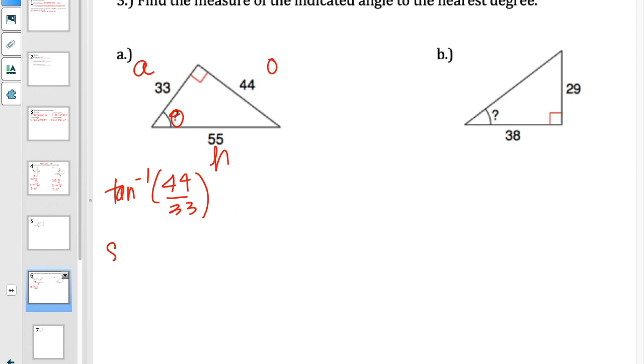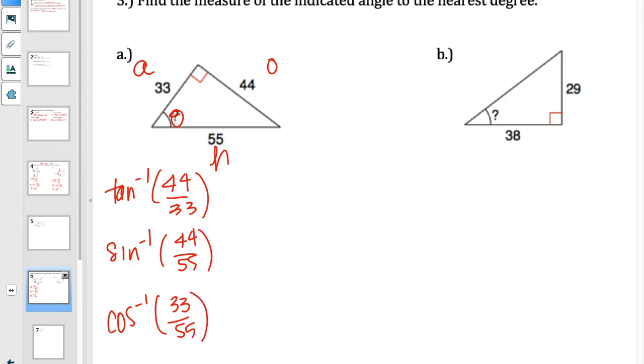Or I could use sine. From theta, I could type 44 over 55. And if you type all three of these in your calculator, you should get the exact same answer each time. And cosine, I could also use adjacent 33 over hypotenuse 55. So on this particular problem, you could use all three or any of them, and our answer should have been, would you agree, 53 degrees. Sometimes you get all of that information, and you get to pick any of them.